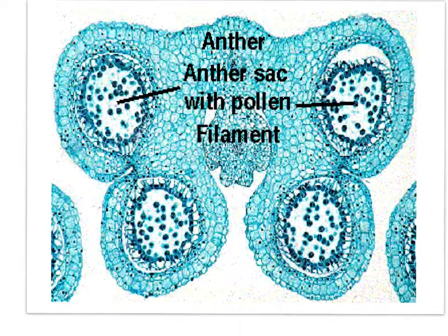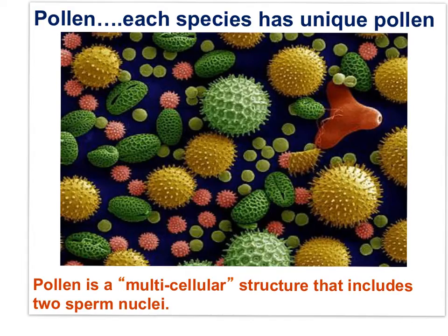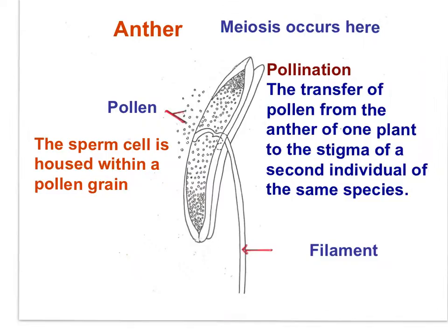Here is a micrograph of an anther cross-section. Pollen grains are held within these chambers. Here is an image of pollen from various species. Each species has uniquely structured pollen.